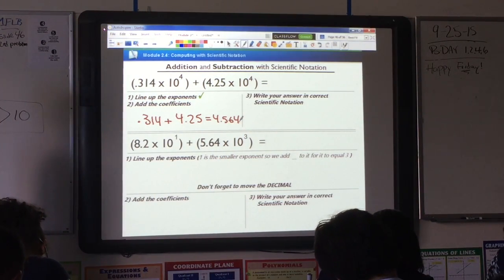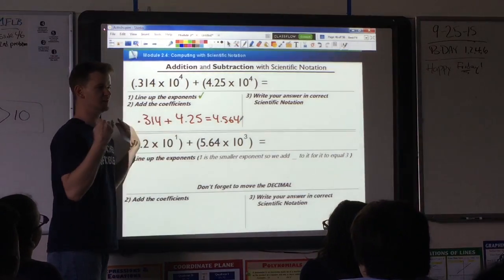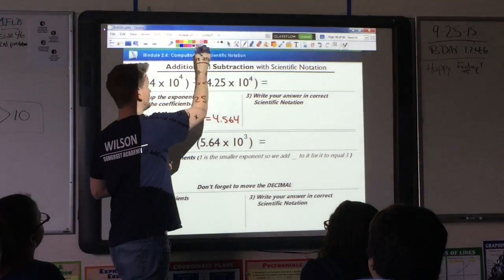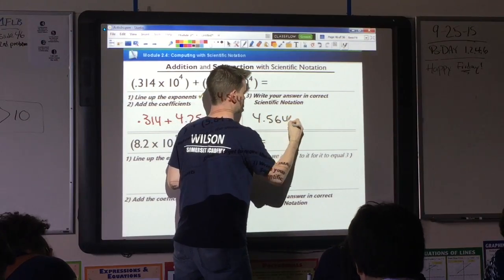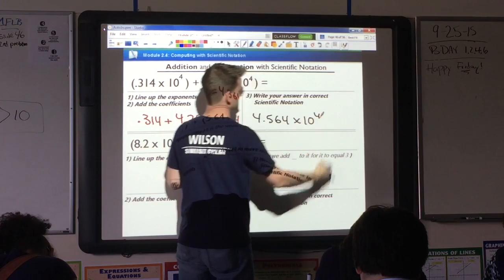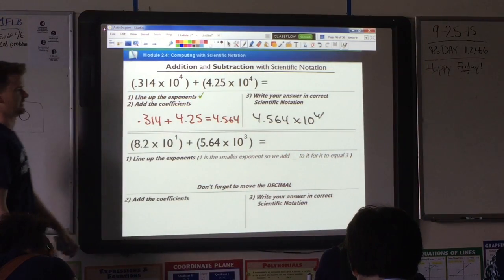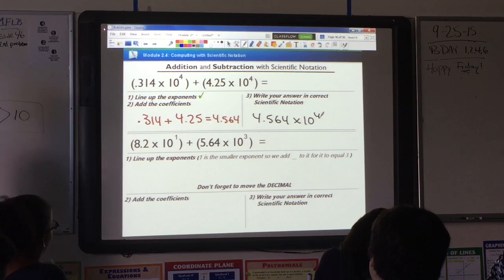Is that a good coefficient, yes or no? Yes. And the good thing is, because we're doing addition, we've already done our work with the exponents. There's nothing left to do except write your answer. I write my coefficient because it's good, 4.564 times 10. I already did my work with the exponents. Don't need to do anything else. Times 10 to the 4th. That is it, man. That's easy. The trickiest part of this is just lining up the exponents.